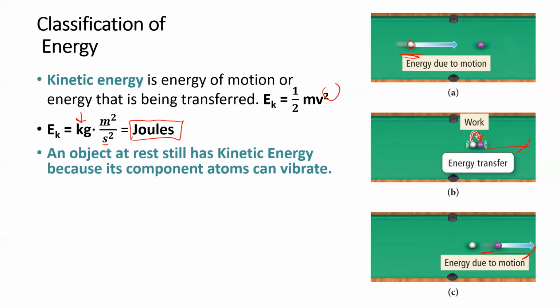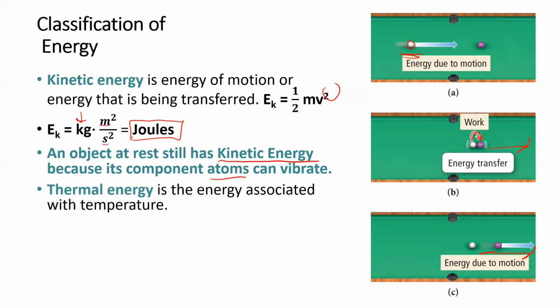But an object at rest still has kinetic energy, so even when it's not moving, because the component atoms can vibrate. And that's typically what we refer to as thermal energy. As temperature rises, or as it gets hot and the atoms absorb that thermal energy from the surroundings, they begin to vibrate more, and that's where we would see a temperature rise.